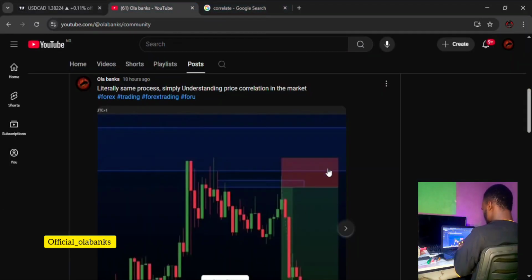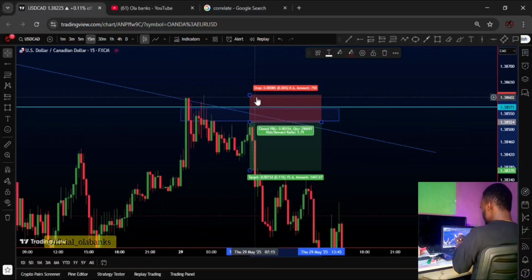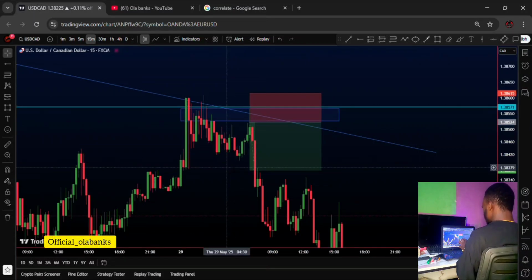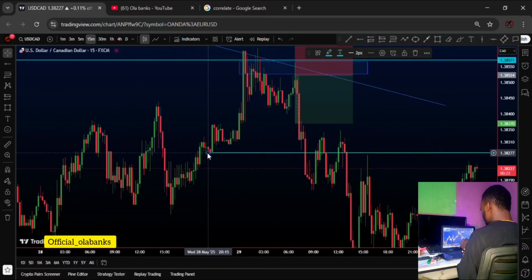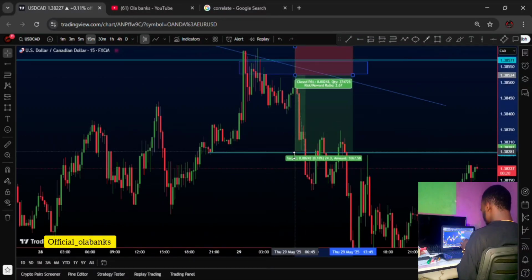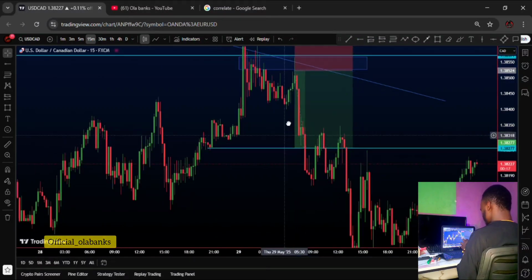Let's check that trade again. You see, just above that place, you feel me? So this is where my stop loss is at, and I was anticipating my exit was just right below this place, I guess, if I'm not mistaken.